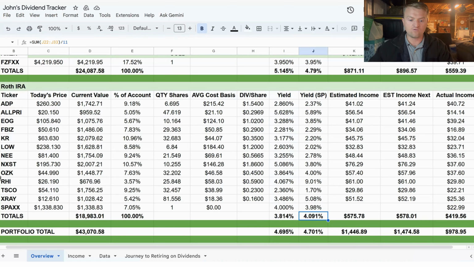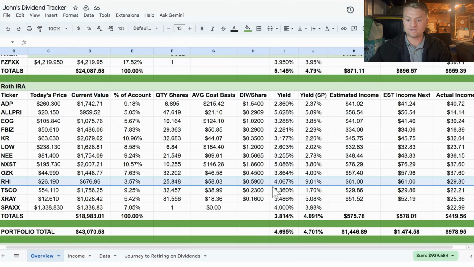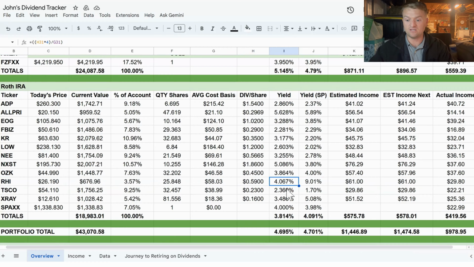If we look at Robert Half, this is our biggest offender. We can see that my current yield is 4.067%, and the yield if I bought the stock today would be 9%. Whoa, that's really different. What happened there? Robert Half is currently trading at $26.19, and I bought it earlier this year at $58.03. So I owe you all a dive in as to what happened next month, and if I still have the stock, which I think I still will. Depending on how that analysis goes, I might double down and buy more of it, or I'll hop out of this position. I'll let y'all know next month.